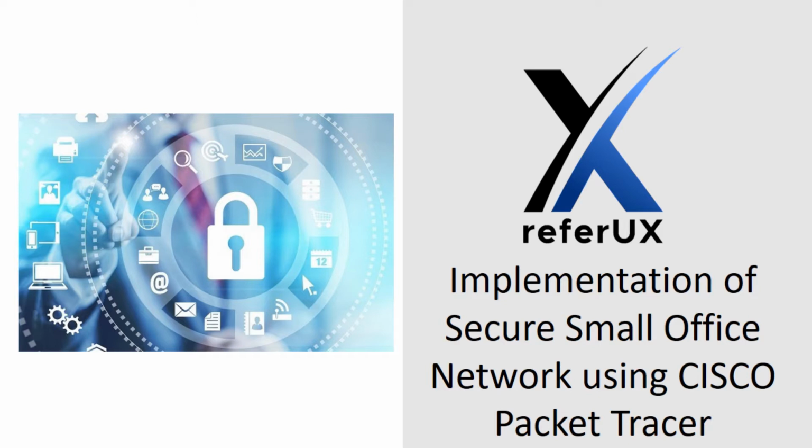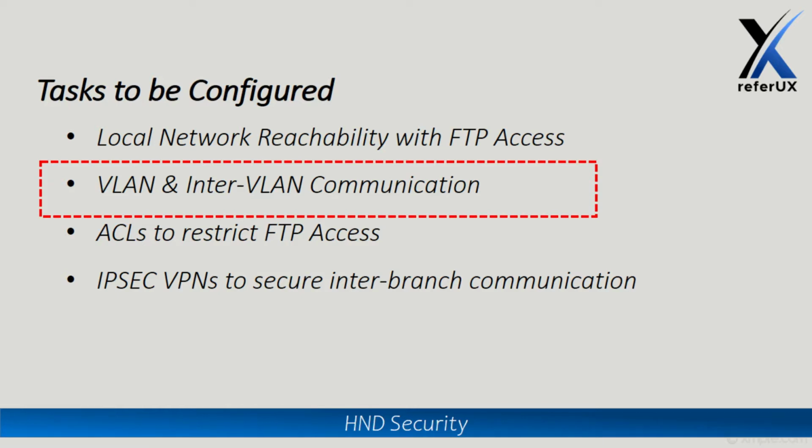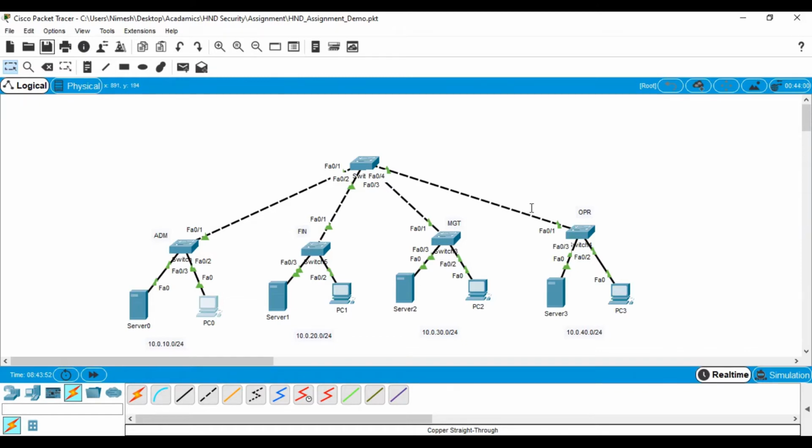Myself Nimesh. This is the second video of implementation of secure office network for a small scale office. First video we discussed about enabling inter-LAN communication, or rather reachability, and FTP access. This video we are discussing about enabling inter-departmental communication through VLAN and inter-VLAN communication. Let's start.